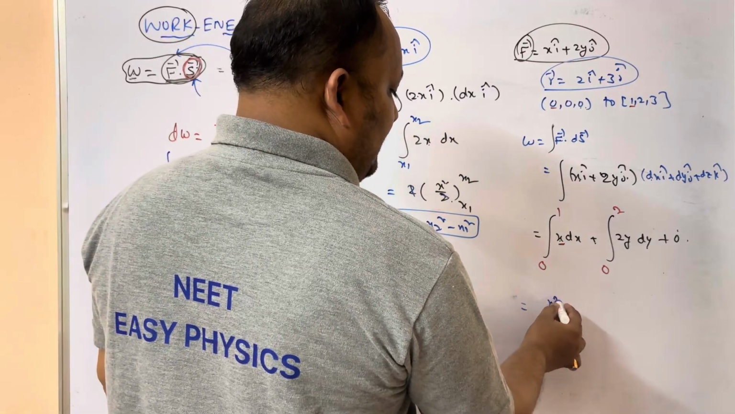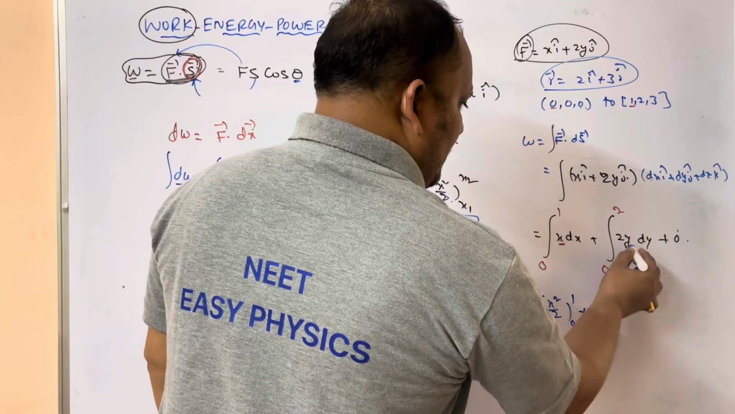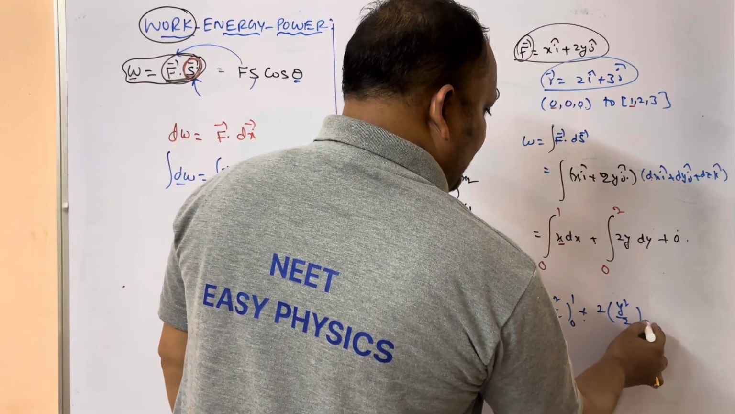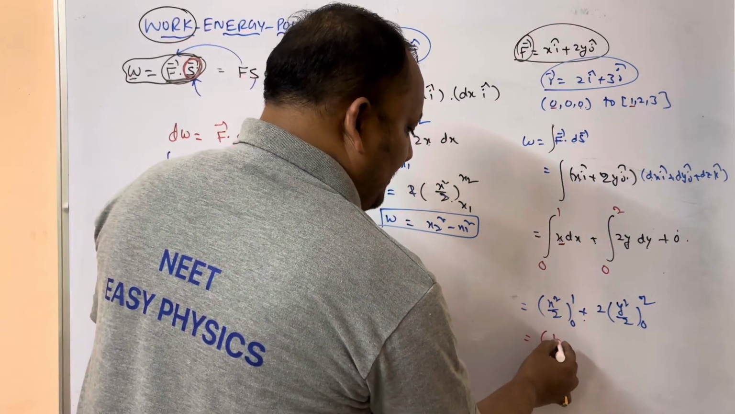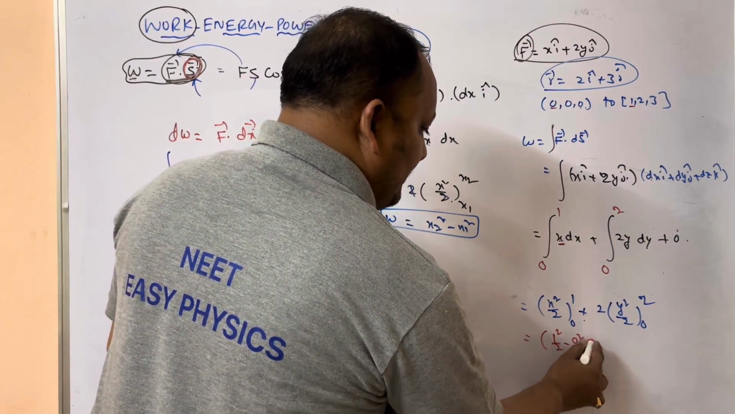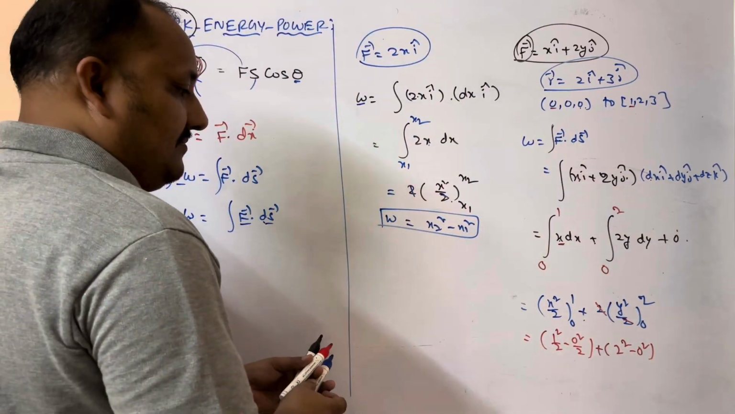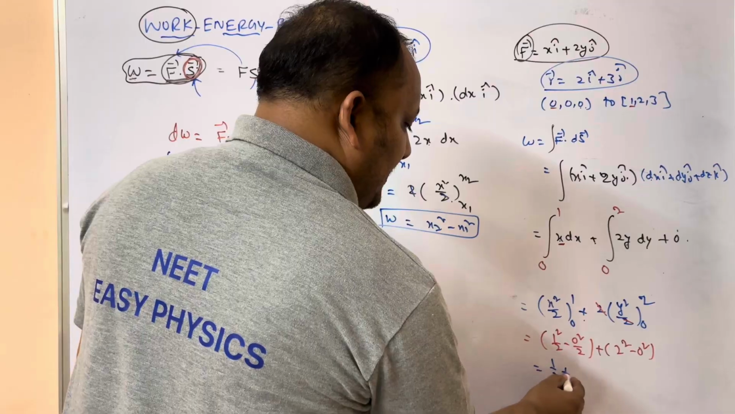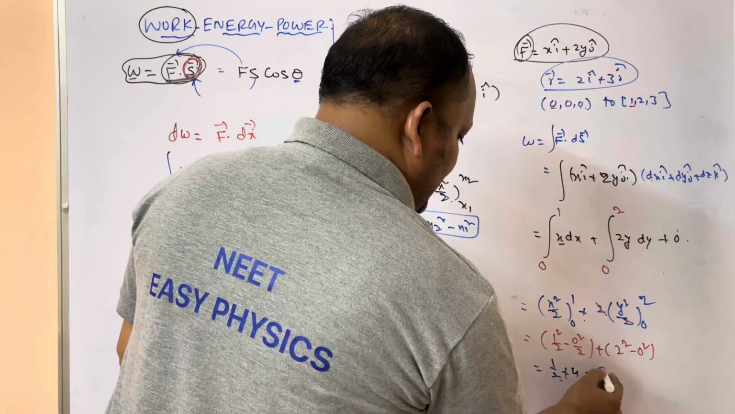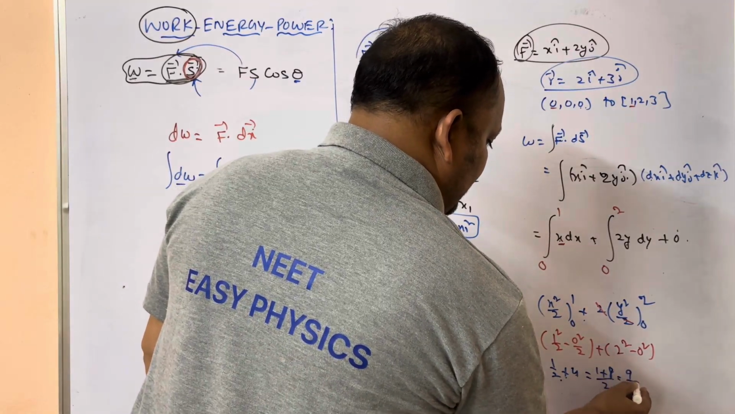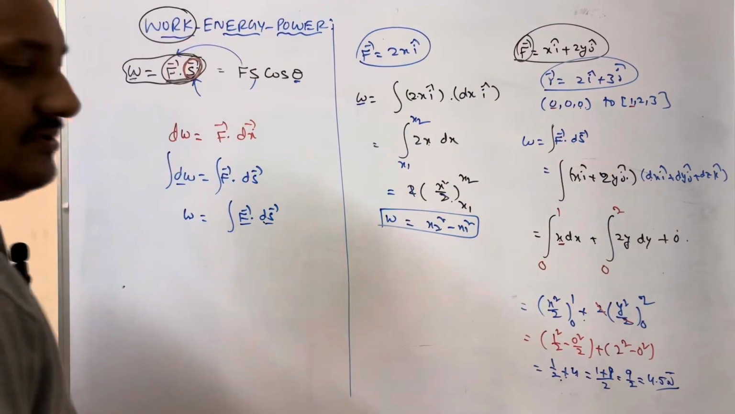Now again integration of x square by 2 between the limits 0 and 1. Then integral y dy, so y square by 2 between the limits 0 to 2. First we substitute the upper limit: 1 square by 2 minus 0 square by 2. In the other term, 2 square minus 0 square. So in this you will get 1 by 2 plus, in this you will get 4. So 2 is the LCM, so 1 plus 8, so 9 by 2, which is 4.5 joules.